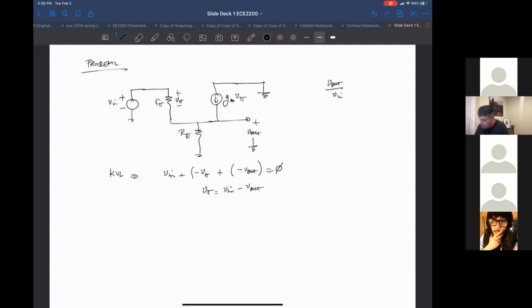Then we can do, again, Kirchhoff's current law, but we would end up doing it at this node. So Kirchhoff's current law ends up being, so what are all the currents we have? We have a current coming through here. Let's call that the current from R sub pi.